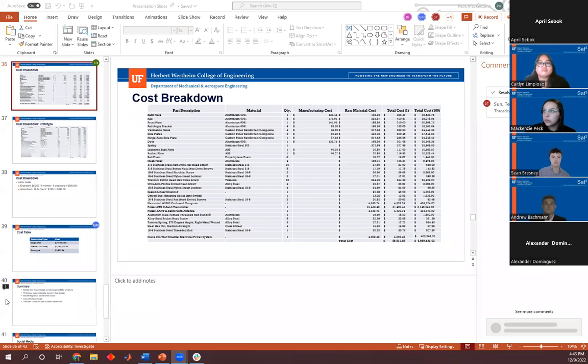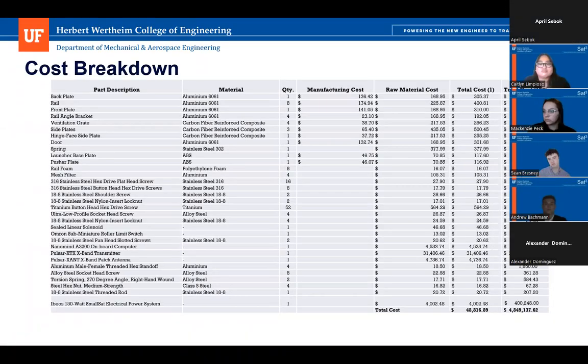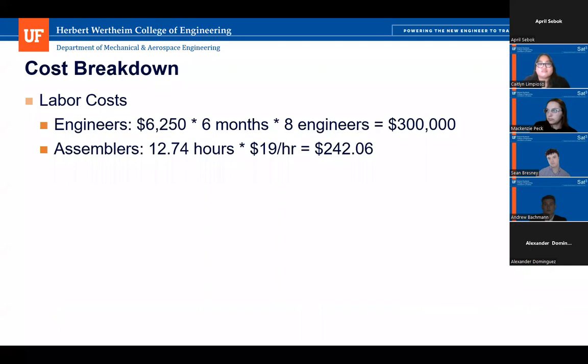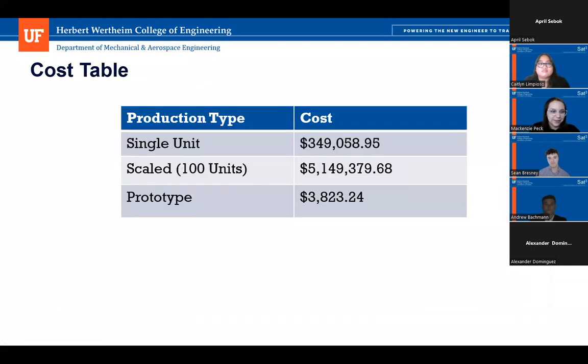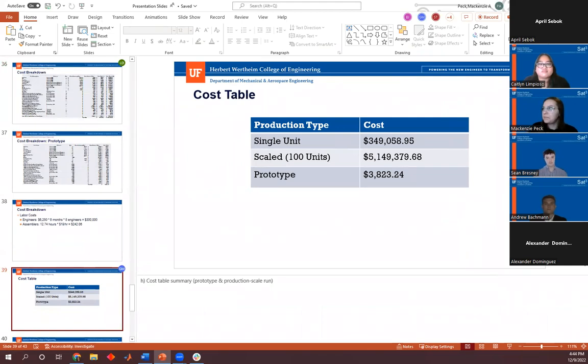Okay, and then remind me again, what was your total cost? I don't have the number on hand. I've got it for you. For the one unit, it was $349,058. Okay, so you stayed within budget. Good job. Thank you. Sorry, I'm trying to find it. Okay, there we go. There it is. Okay, awesome. Good job, guys. It's the only comment I had so far. Thank you, April.